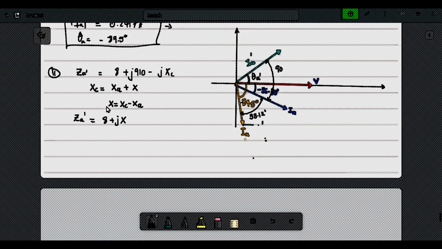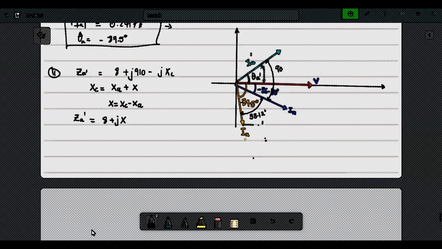Just like I said, we need to find this angle. First of all, I need to find this angle, phi A prime. So phi A prime is simply 90 minus this angle here. Since I know that the angle between the two windings has to be 90 degrees, phi A prime is simply equal to 90 degrees minus 56.38. That's what I know.